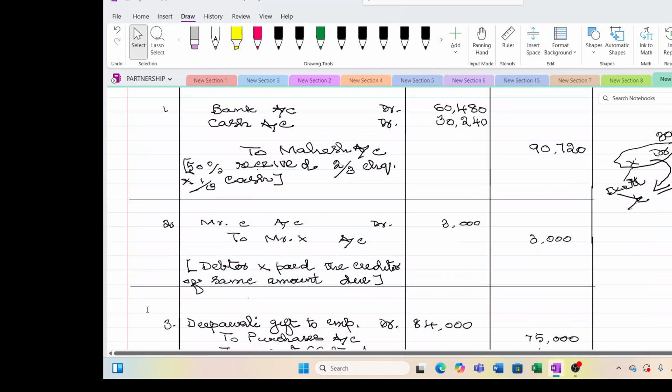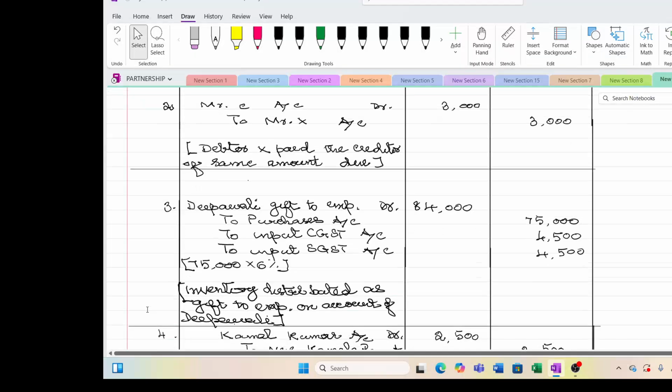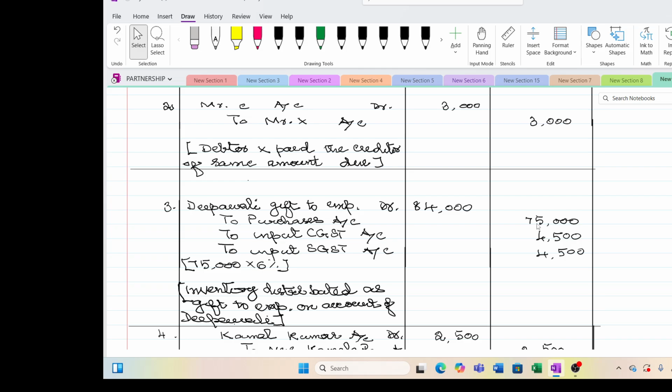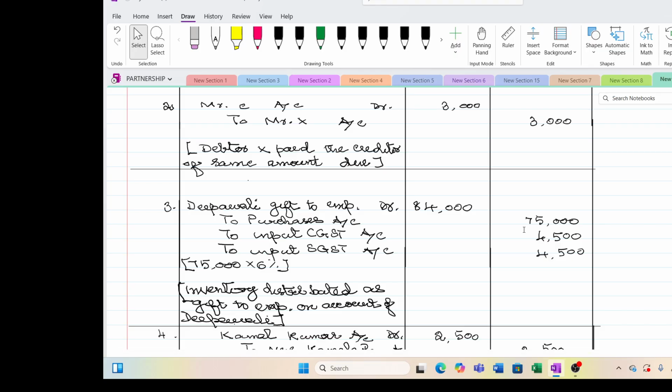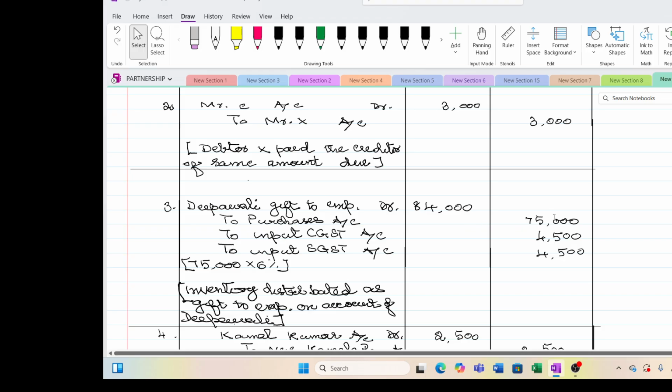Clear? Okay, hope it's clear. Even if it's not clear, you can leave it in the comment box. I'll try to explain one more time. See here, the purchases account is credited. You all know when there is a charity or a drawing account of the proprietor, when the goods are withdrawn, not sold, it will be recorded at cost price. So purchases account will get credited. This basic journal entry all of you must know. I hope that you know this. So purchases account is credited with the cost price.